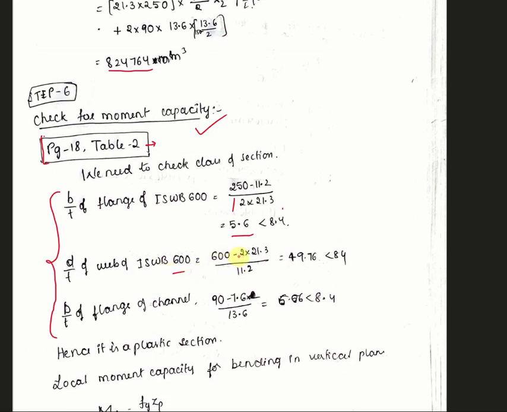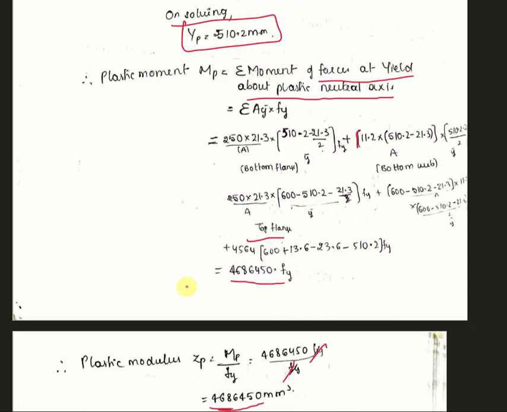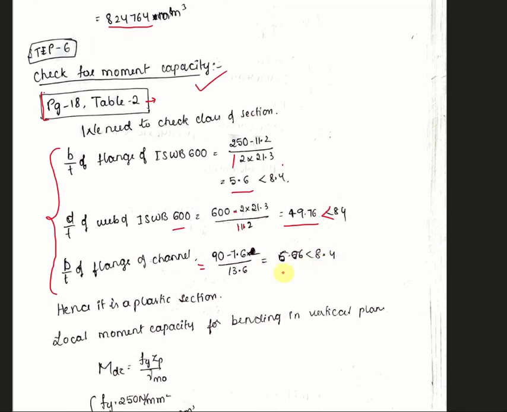So 600 minus the thickness on two sides, by the thickness of the web, we get it as 49.76, which is less than 84. And B by T of the flange of the channel, that is 90 minus 7.6. Only the outstanding length we have to consider, by T, the thickness of the channel. So we'll be getting 6.06, which is again less than 8.4. So all these indicate that it is a plastic section. It comes under the plastic category.